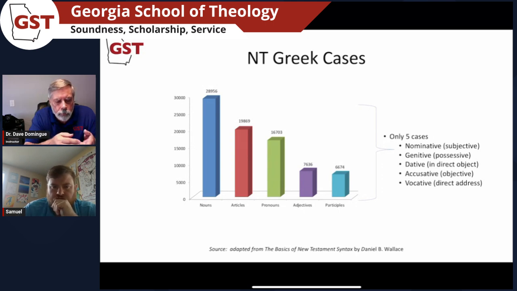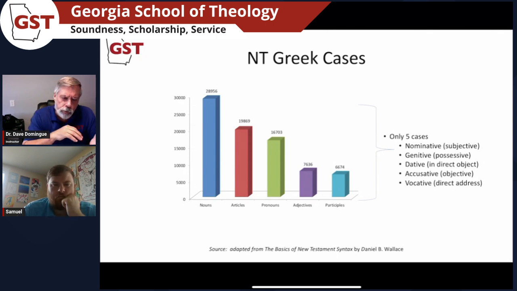The nominative, of course, functions as a subject. The genitive is possessive, the dative would be the indirect object case, and the accusative, of course, the objective case. And the vocative, which we probably won't do much with because there are so few of them, is a direct address. Like if I said, Samuel, wake up. That would be a vocative, a direct address to you.